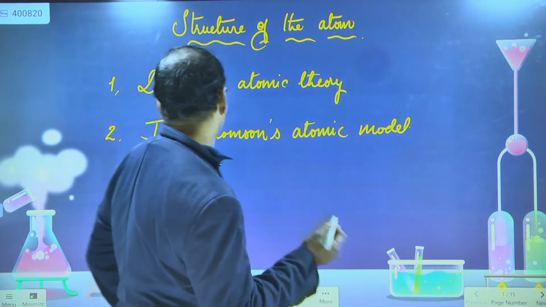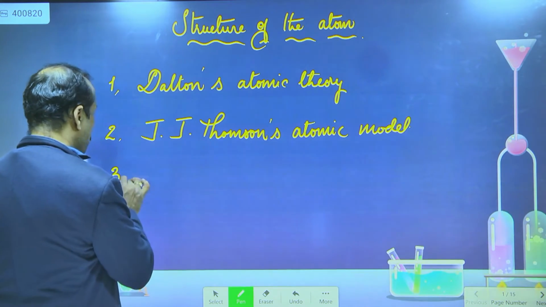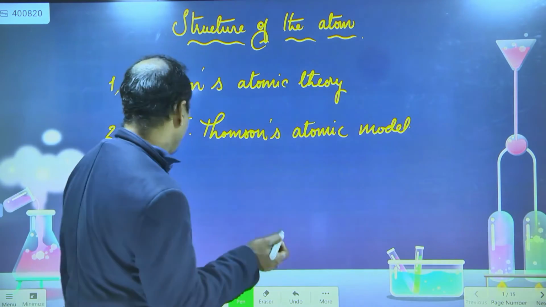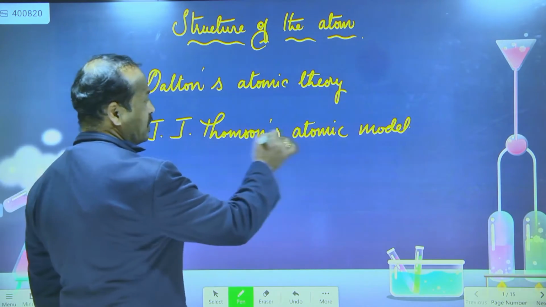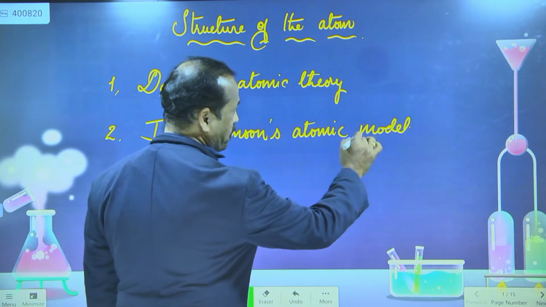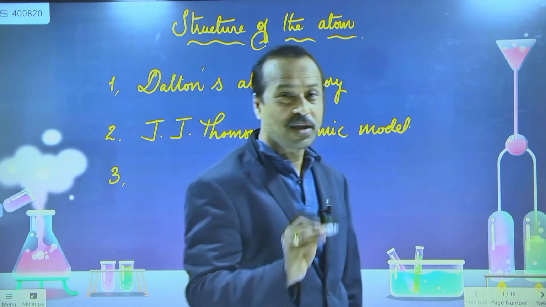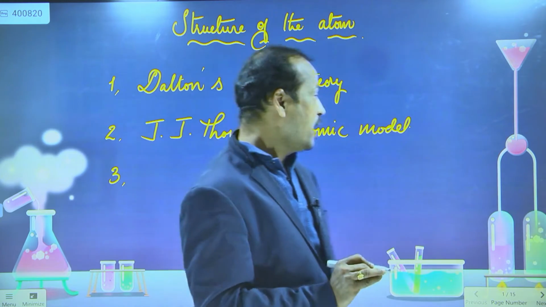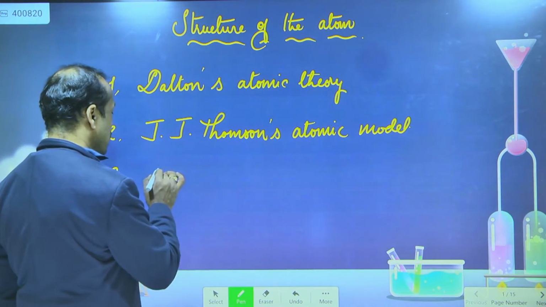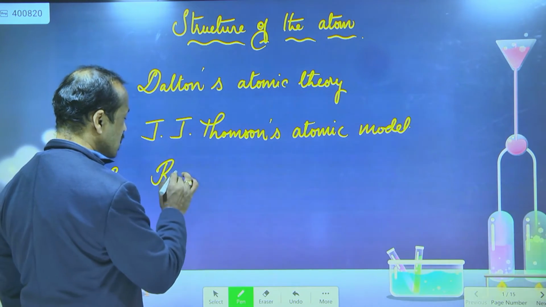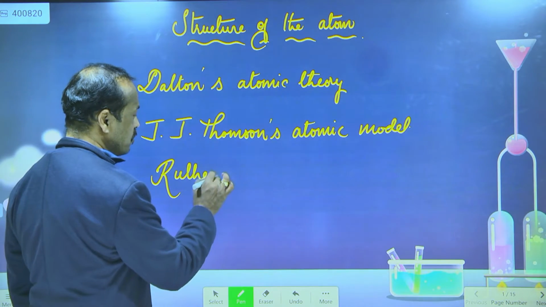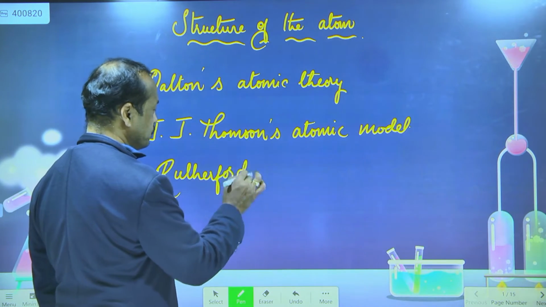Then protons were discovered. Also, based on this experiment he proposed one atomic model, but there are some drawbacks, which means failures, right? And to rectify those failures, another model was proposed, called the Rutherford atomic model. What is it called?